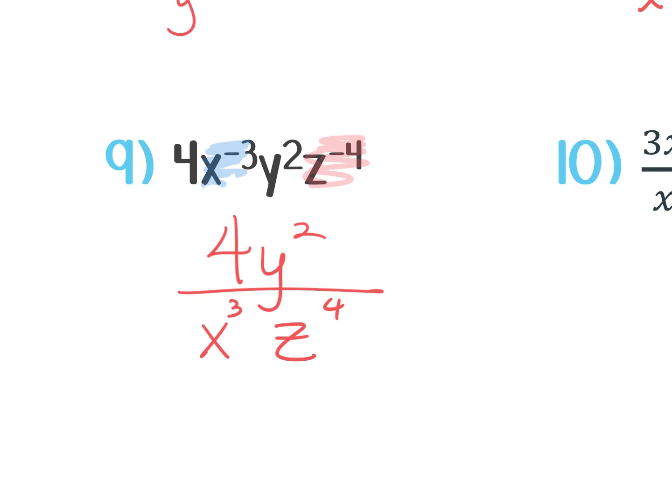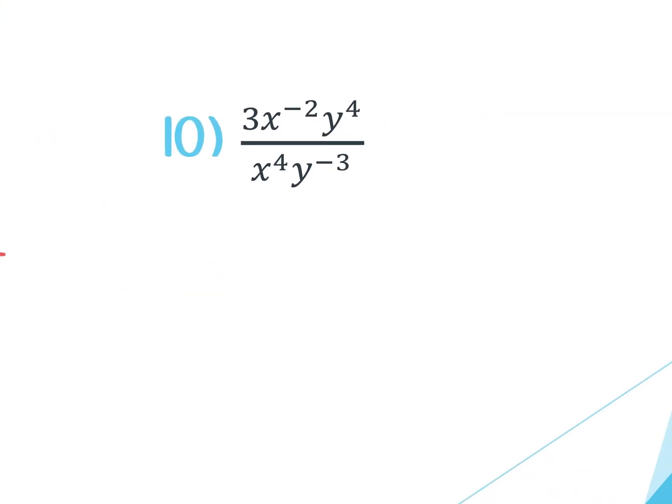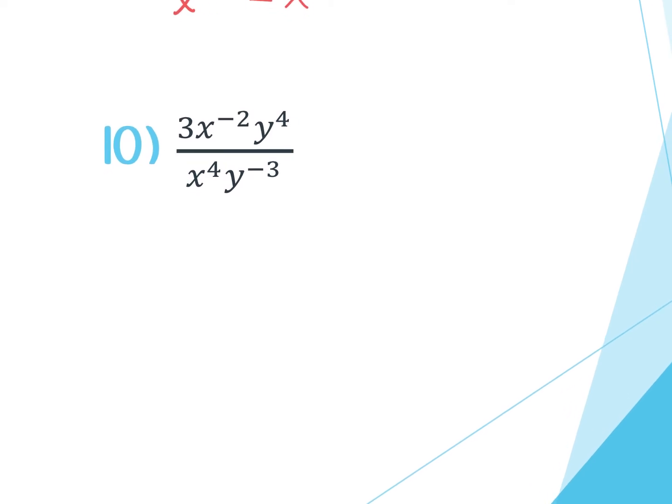Let's try number 10. Again, for this one, we can go about simplifying it 2 ways. We could either switch the spots, or if you'd rather just subtract the exponents that have the same base, we can do it that way as well. So let me show you both ways, and again, you can choose which way you want to do it. The first way I'm going to do it is taking care of all the negative exponents, and I'm going to make them positive.